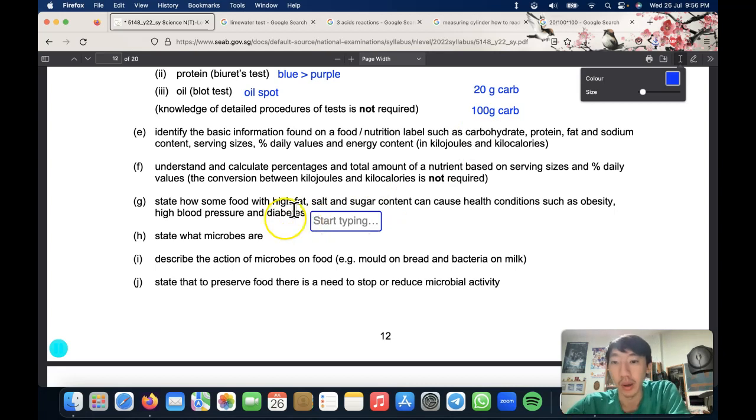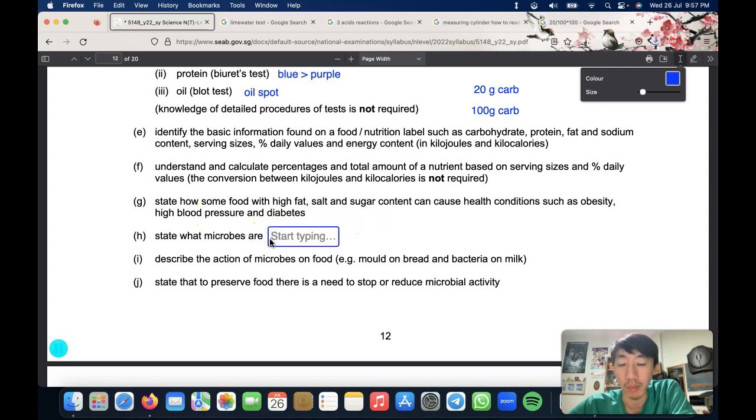Okay, talk about how food with high fat, salt, and sugar content can cause health conditions. Okay, high fat, right? It will cause obesity. High salt can cause high blood pressure. And then high sugar can cause diabetes. We already talked in detail in class what exactly these 3 diseases mean and how they can affect you. So in essence, just remember fat, obesity, salt, high blood pressure, sugar, diabetes.